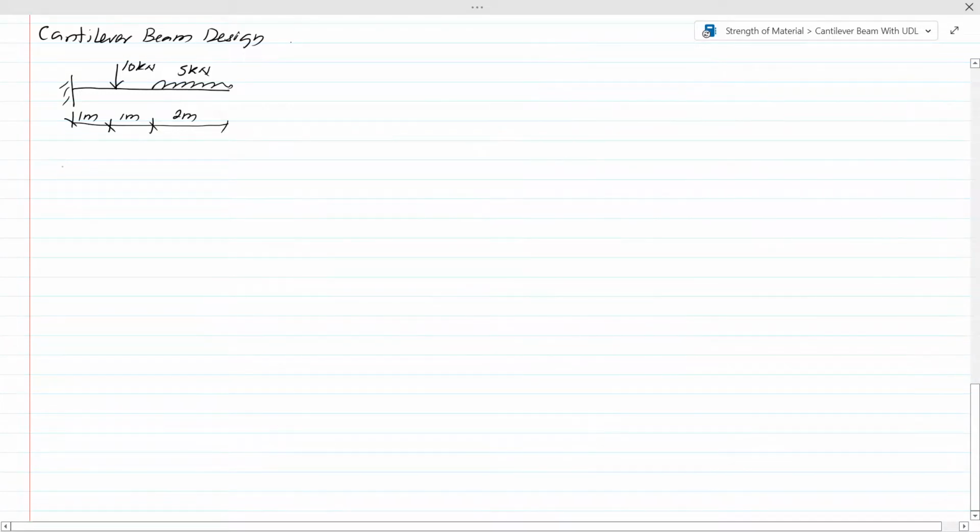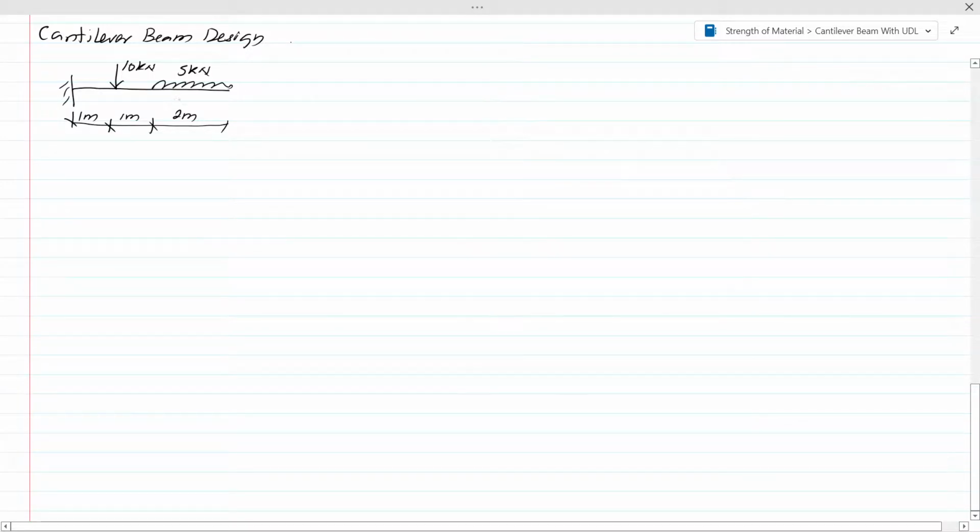We are going to discuss a cantilever beam with a uniformly distributed load and point loads. The method of calculating bending moment and shear forces will be discussed. After calculating the bending moment and shear forces, we will be drawing the bending moment and shear force diagrams. Let's start our worked example.